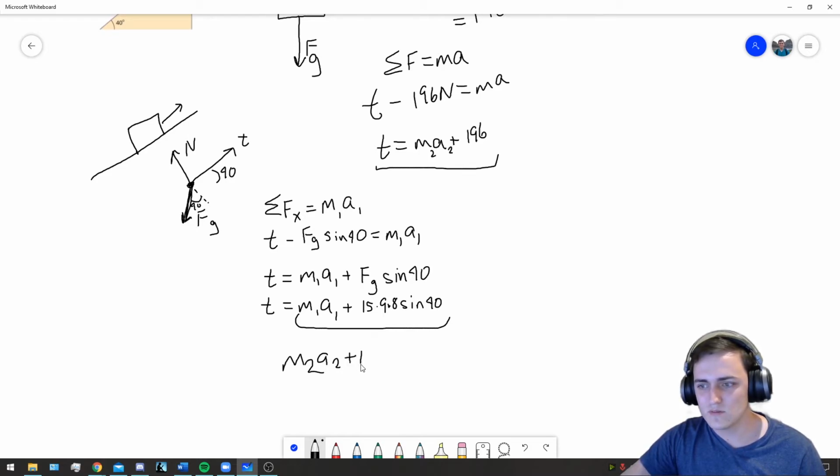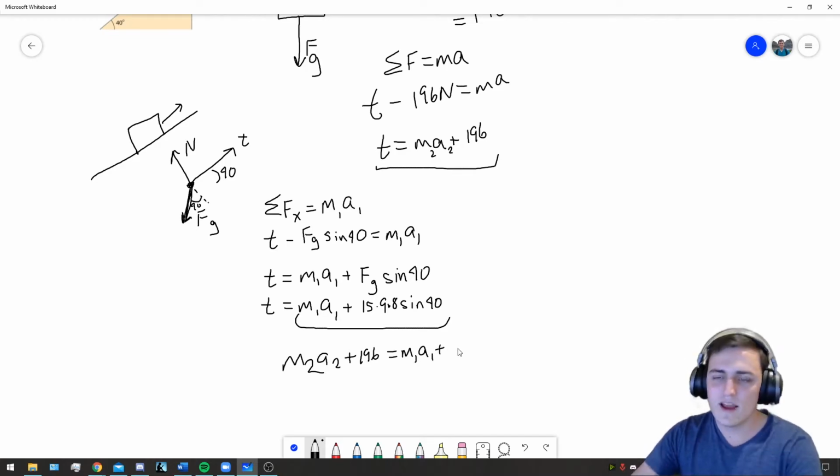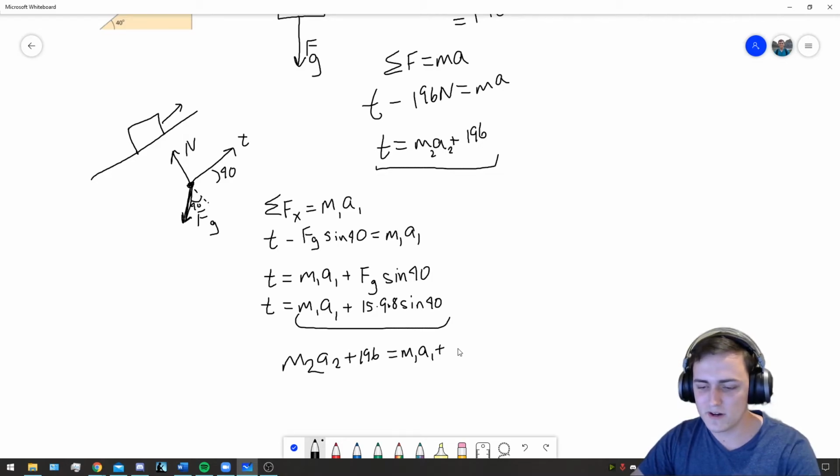M2A2 plus 196 equals M1A1 plus, and we're going to put that last little term into the calculator just because it is so long. And that whole thing goes to 94.5. A little bit of rounding there.